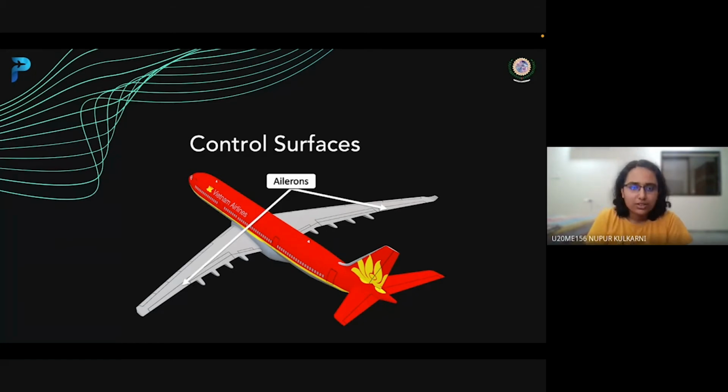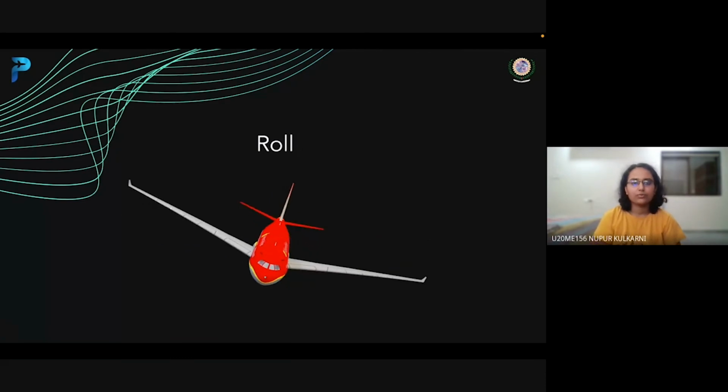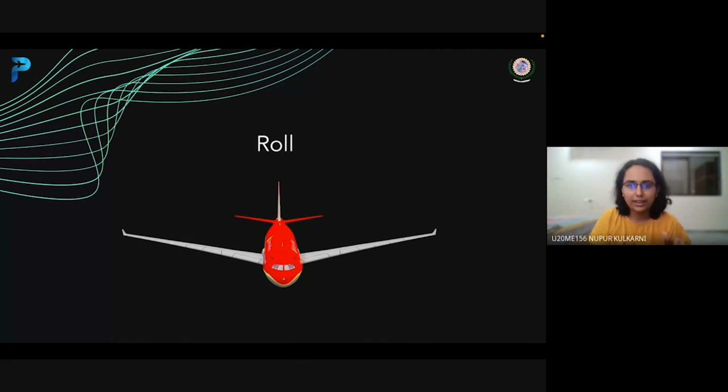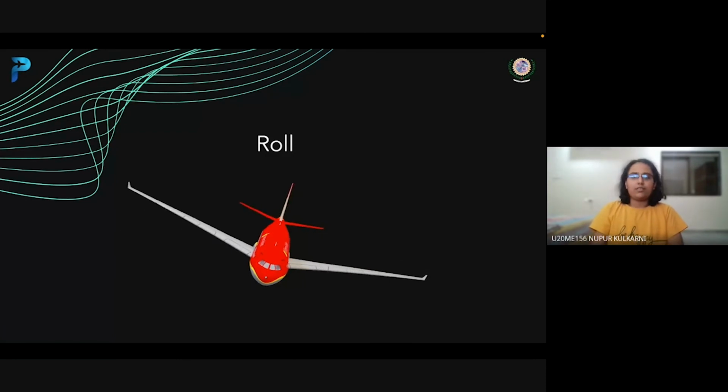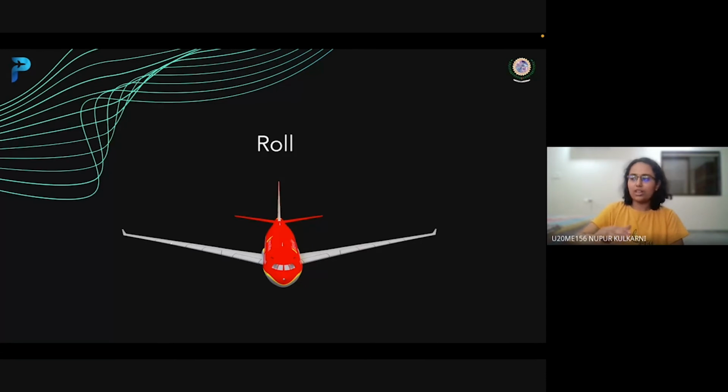Now let's see the functioning of ailerons. Ailerons are considered primary control surfaces, and they control the rolling motion. As you can see in the animation, as the ailerons are deflected in opposite directions, this rolling motion is achieved. We can see that this motion is achieved along the longitudinal axis, the axis which is acting along the fuselage.